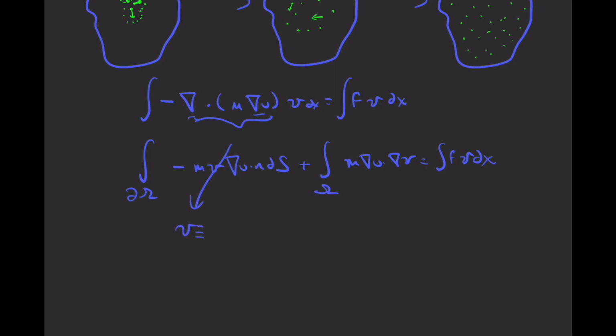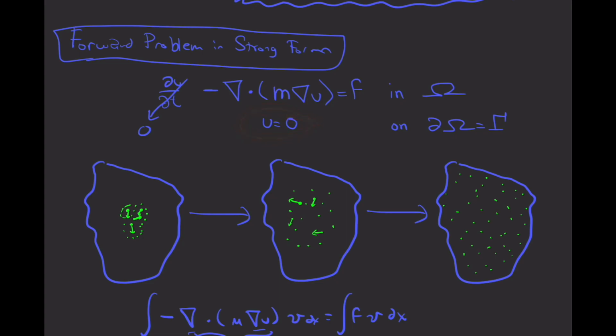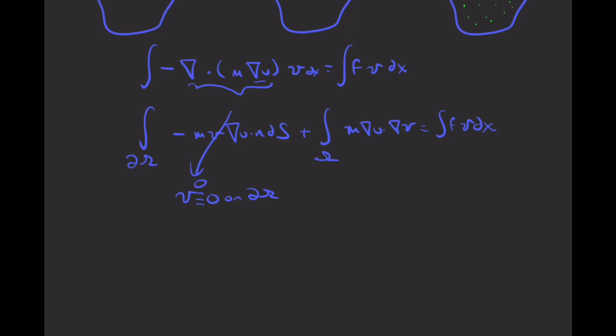And then if we set v identically 0 on the boundary of omega, just like we set u to be 0, we impose that boundary condition, then that term vanishes to 0. And so our weak form becomes: find u in H01 of omega. And just as a review, this is the set of all functions g in L2 of omega, such that the gradient of g is in L2 of omega, and g is identically 0 on the boundary of omega.